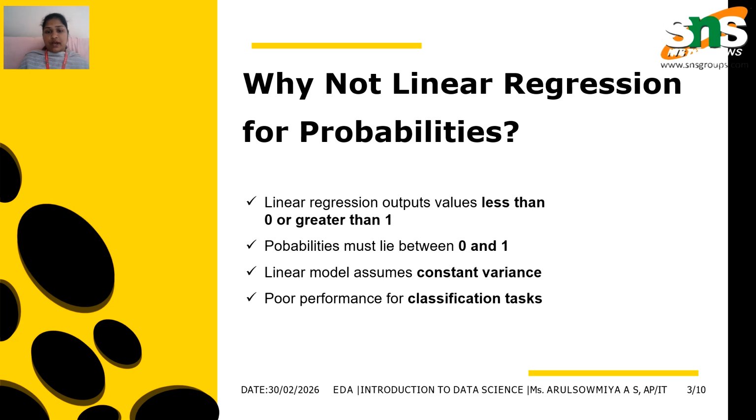So the next one is, why not linear regression for probabilities? In linear regression, the output values can be less than 0 or greater than 1, which is not allowed, because a probability must lie between 0 and 1. A linear model also assumes constant variance, which gives poor performance for classification tasks.